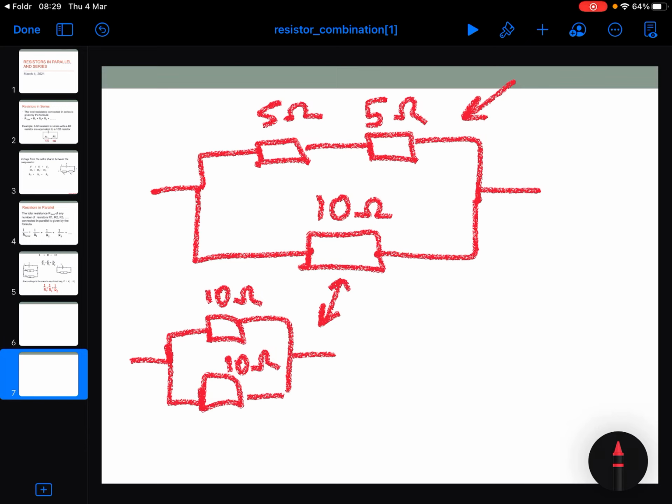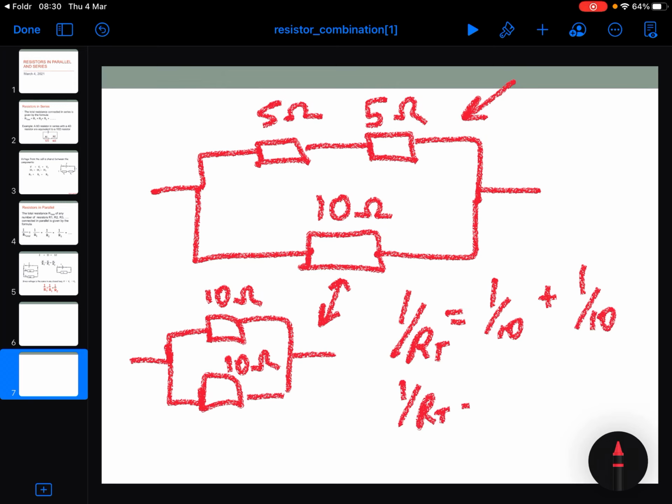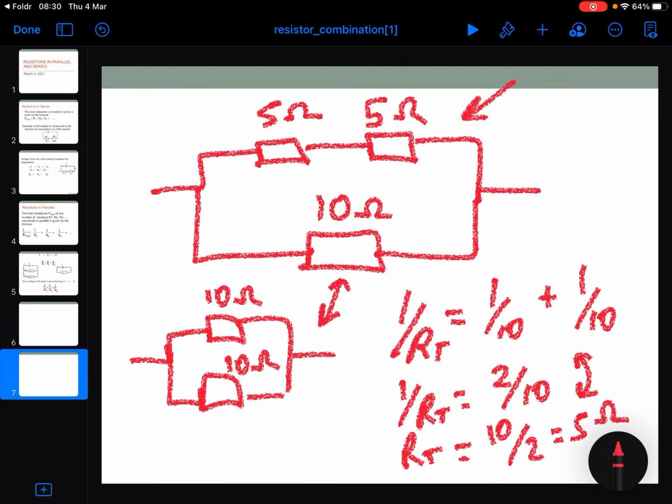Then I can work out the new total resistance. So 1 over RT is 1 over 10 plus 1 over 10. So 1 over RT is 2 over 10. Swap it round to find RT. RT is 10 divided by 2, 5 ohms. Right, I hope that makes sense.